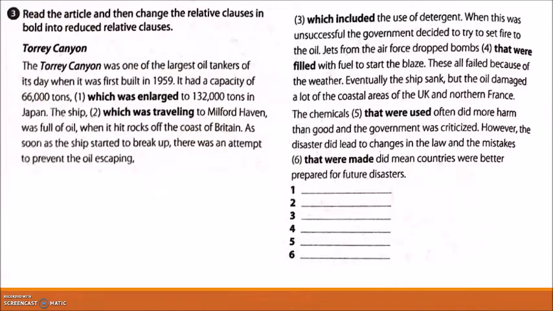For the following exercise, number 3, it says, read the article and then change the relative clauses in bold into reduced relative clauses. So, for example, number 1, it says, which was enlarged. In this case, it would be only enlarged. For the second one, which was traveling, only traveling. This is pretty easy, guys, because you only have to take away anything that is not the clause. For example, in number 3 would be including instead of included. 4. It says that were filled, it would be filled only. 5. That were used will be used again. 6. That were made will be only made.